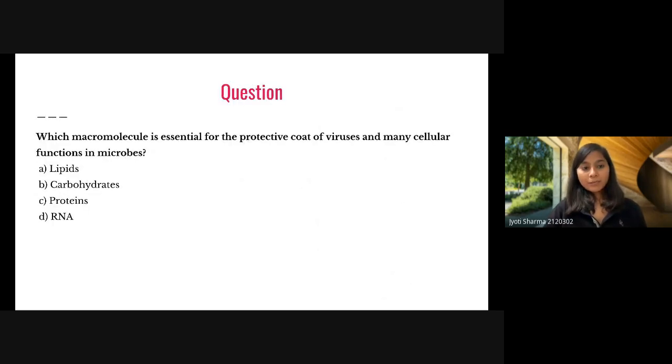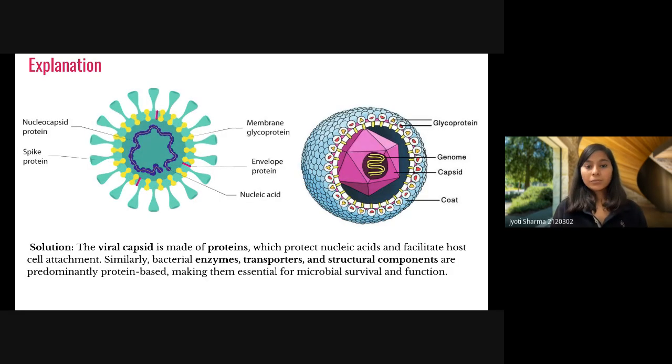Then, which macromolecule is essential for the protective coat of viruses? Viruses have a coat that can protect them from any kind of extreme condition, and that coat is made up of protein most of the time. You can see here, if it is a virus, then the virus is covered with protein.